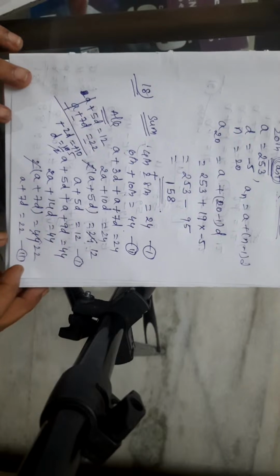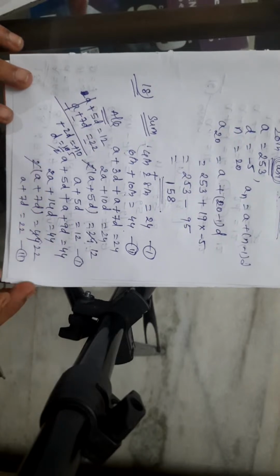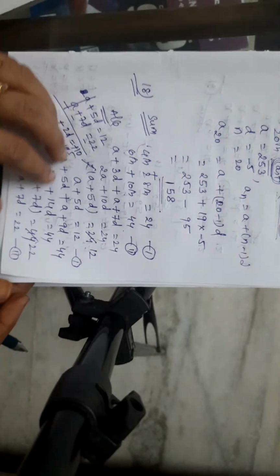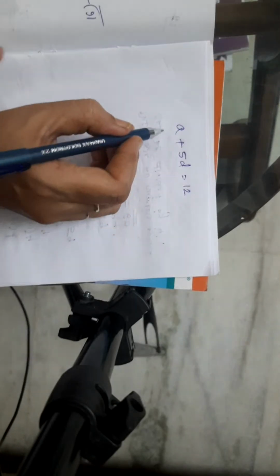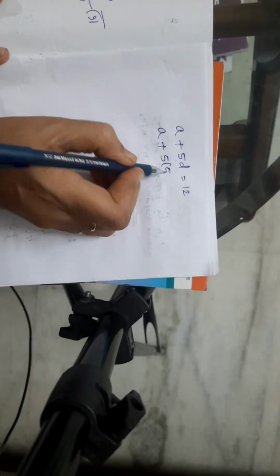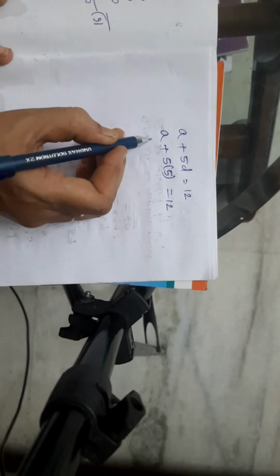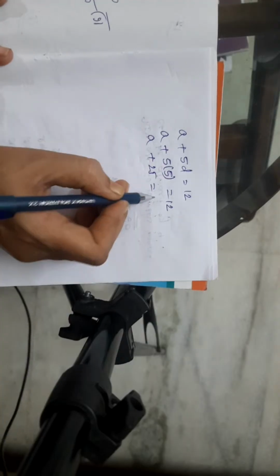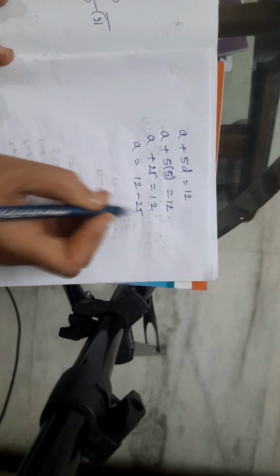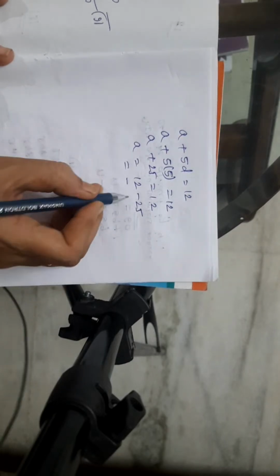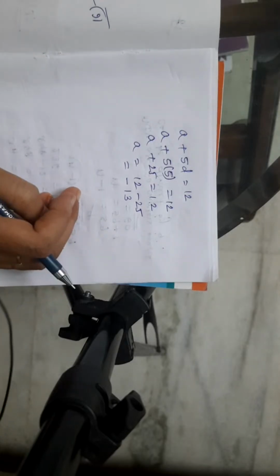After getting the value of d, we'll put this in any one of the equations. So the equation was a plus 5d is 12, where we got the value of d as 5. So a plus 5 multiplied by 5 is 12. a plus 25 is 12. So finally a is 12 minus 25, so it is minus 13. We got the value of a.